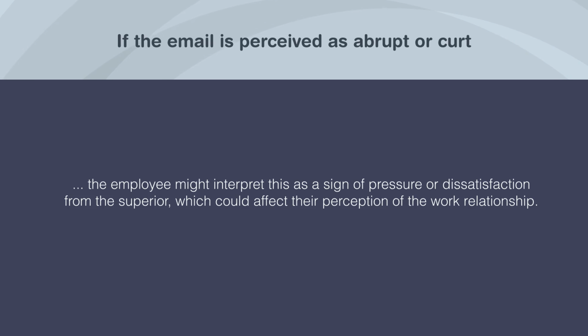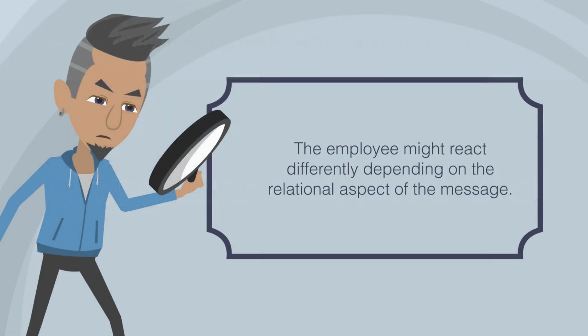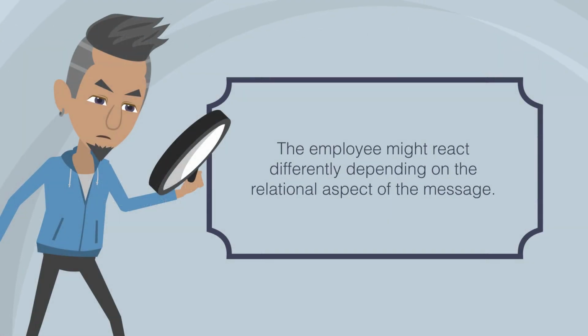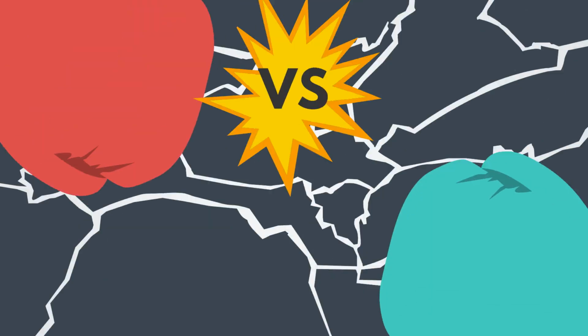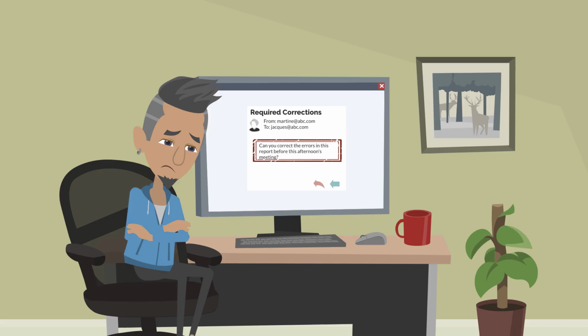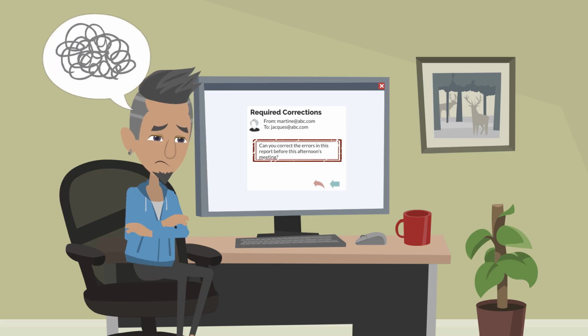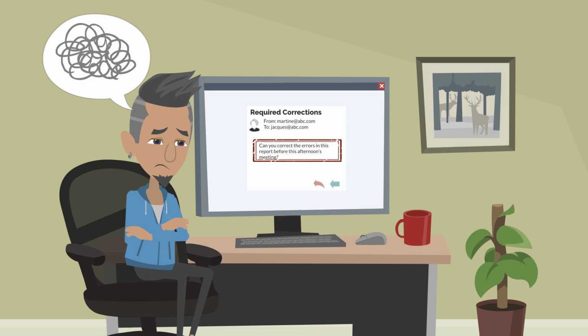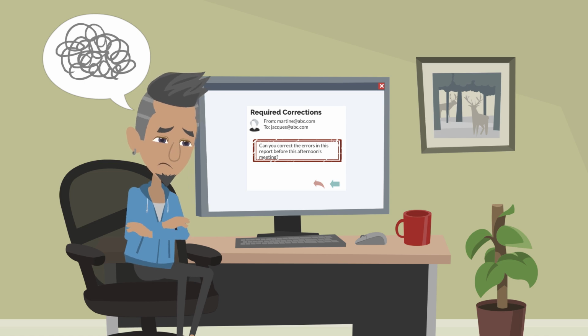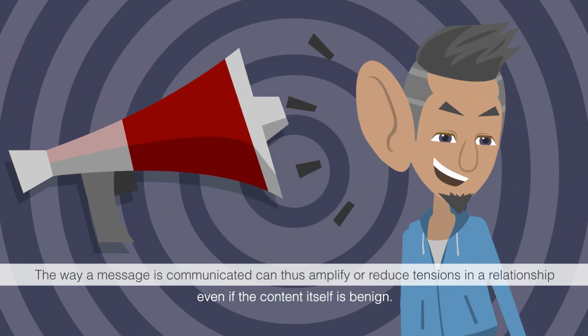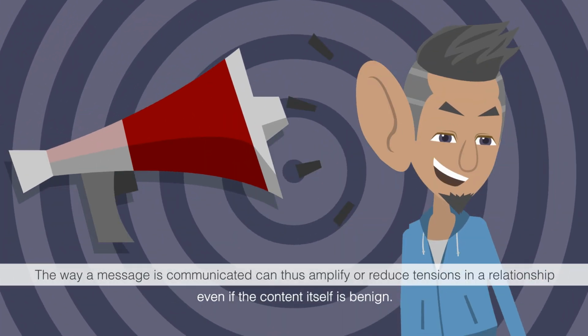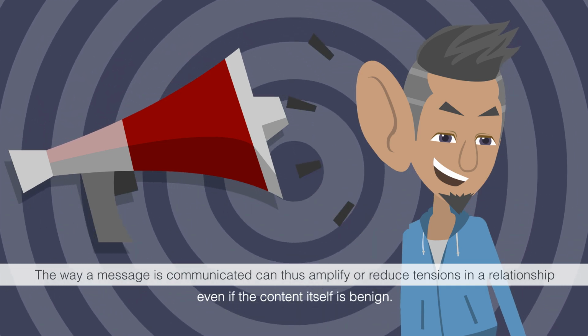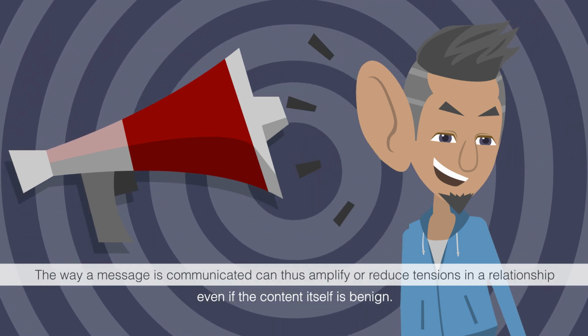employee might interpret this as a sign of pressure or dissatisfaction from the superior, which could affect their perception of the work relationship. The employee might react differently depending on the relational aspect of the message. If the relationship is perceived as tense, the employee might feel stressed or frustrated, even if the content of the message is relatively simple. The way a message is communicated can thus amplify or reduce tensions in a relationship, even if the content itself is benign.